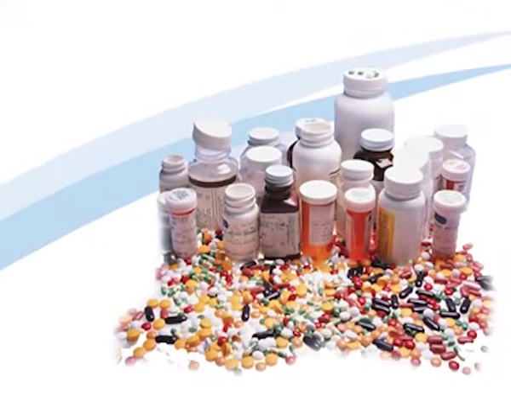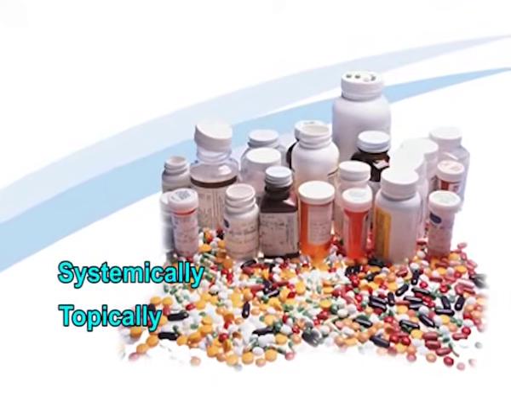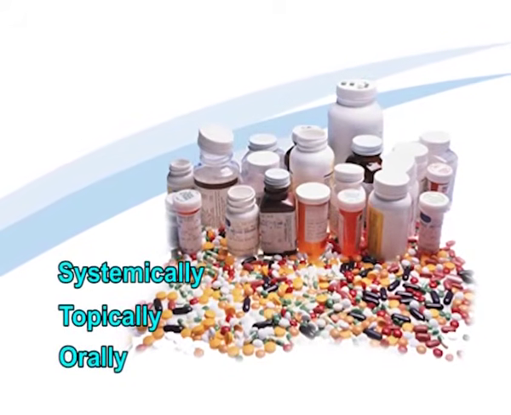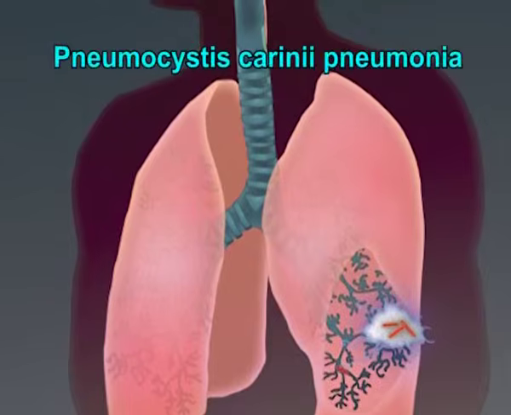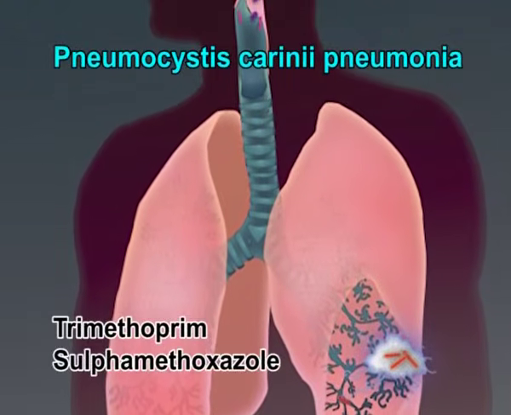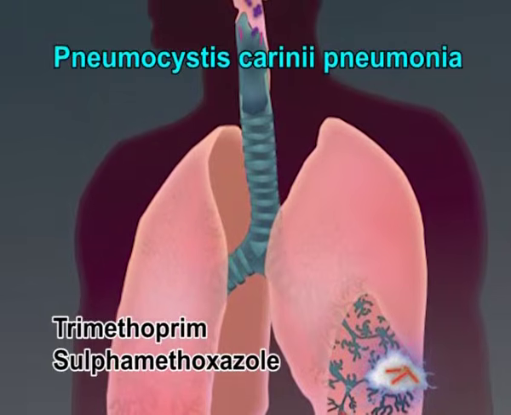So with a lot of reasons, that's why the sulfonamides are still in clinical use. Sulfonamides can be used systemically, topically or orally for local effects, depending upon their solubility. Some of the uses of sulfonamides are listed as below. Pneumocystis carinii pneumonia: for this, the trimethoprim and sulfamethoxazole combination is widely used.